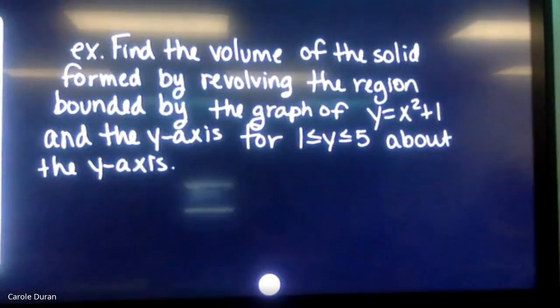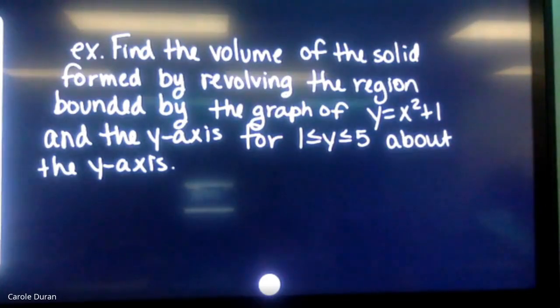So this one asks us to find the volume of the solid formed by revolving the region bounded by the graph of y equals x squared plus 1 and the y-axis between y values 1 and 5 about the y-axis, which means that it's going to be a vertical revolution.